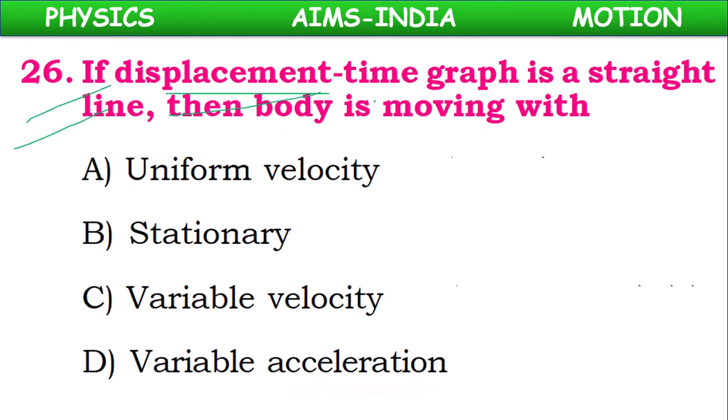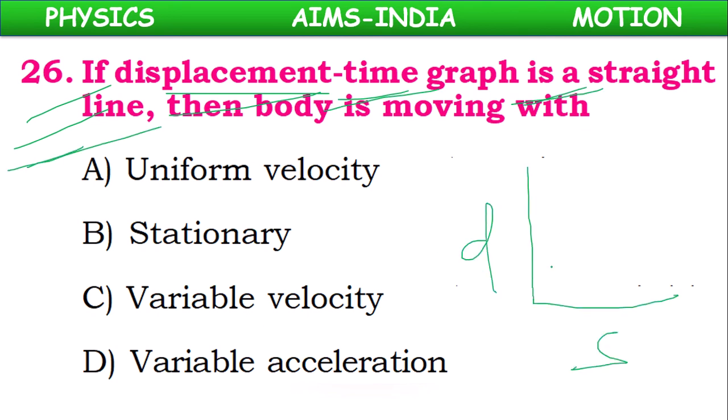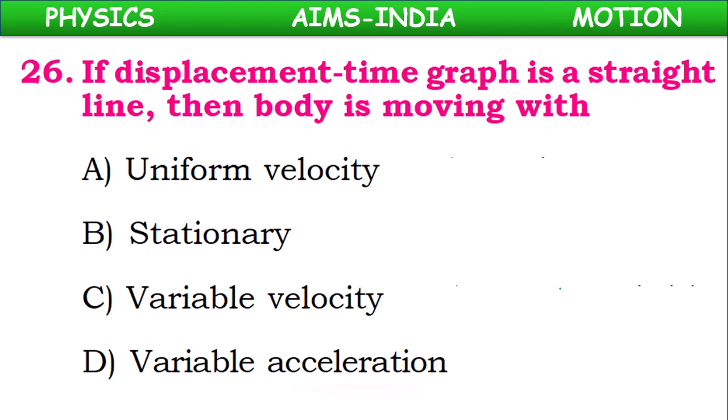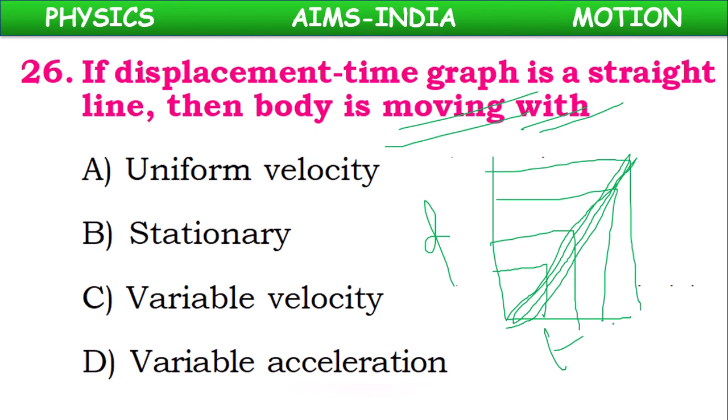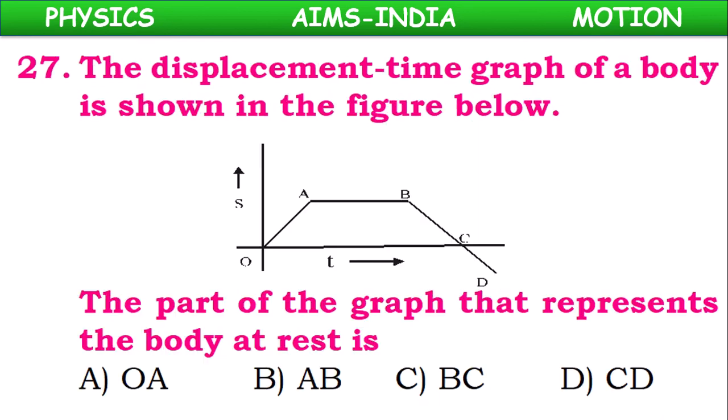Next, if the displacement time graph is a straight line. Straight line means you should not consider a line like this, children. It is also a straight line, but it is parallel to the time axis. We should not consider this straight line. When the displacement time graph is a straight line, we have to take a straight line from the origin. Then the body is moving with the same velocity, covering the same distance in the same instant of time. So we can take it as uniform velocity. The body is moving with uniform velocity.